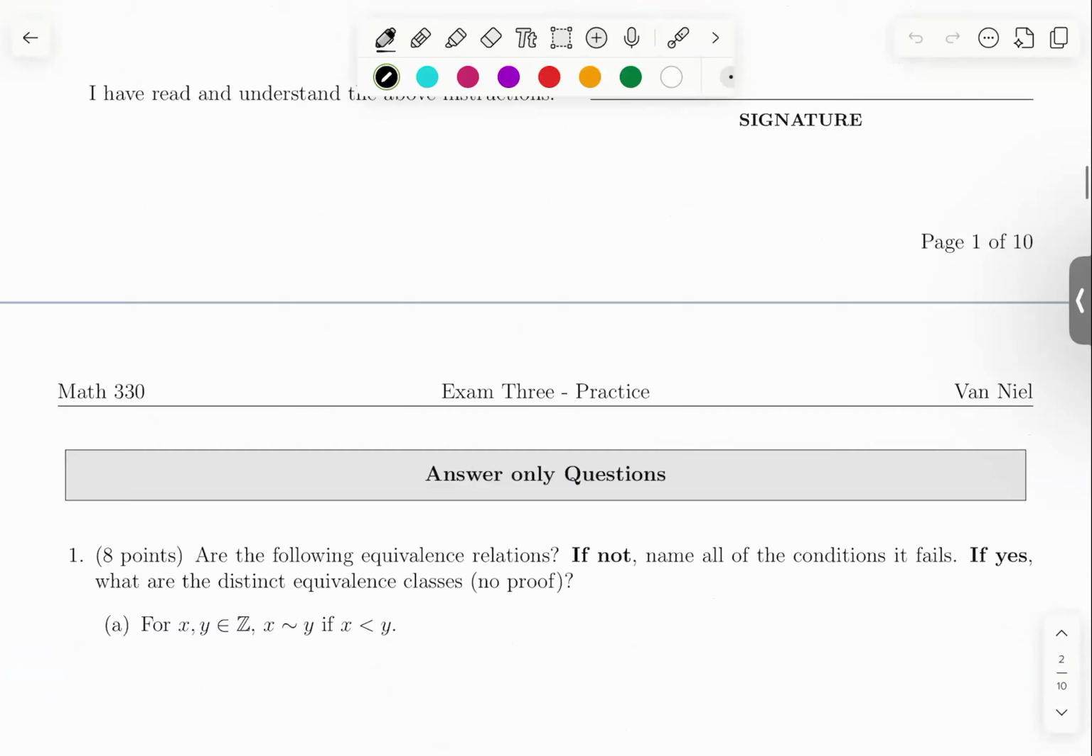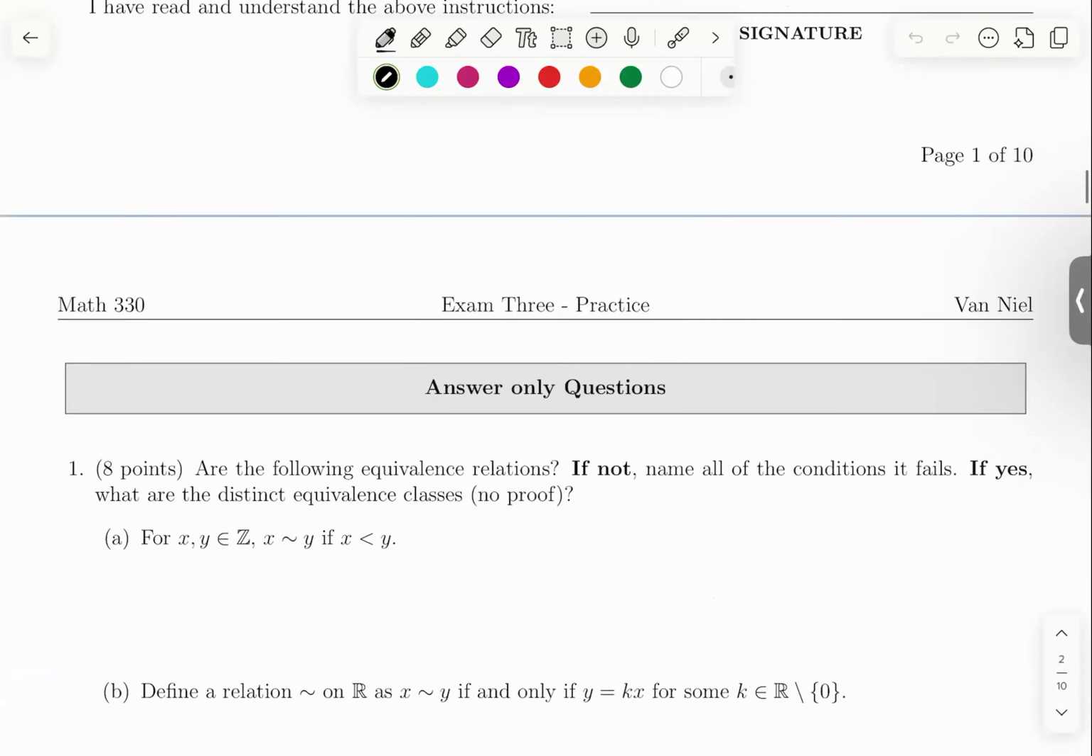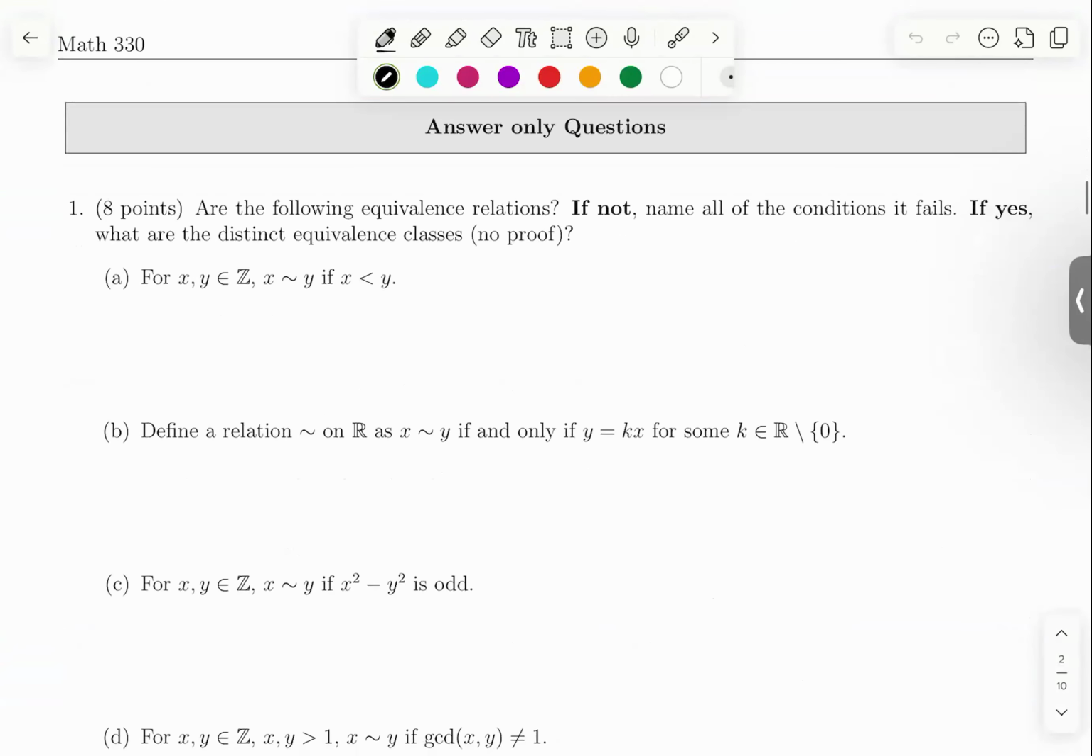Everybody, okay. Exam 3 practice. So you'll have 2 hours to do the exam 3. Okay, the first question. Are the following equivalence relations?